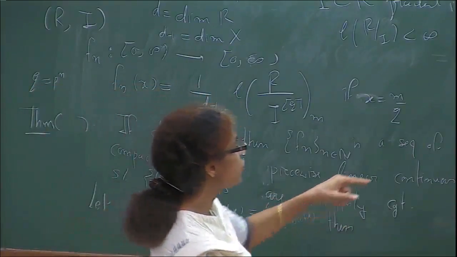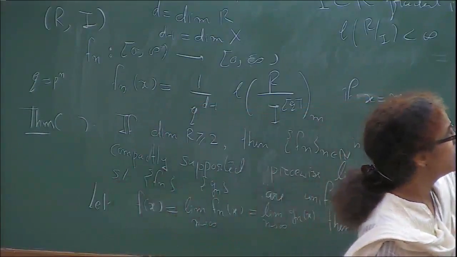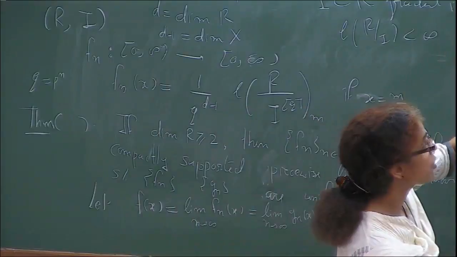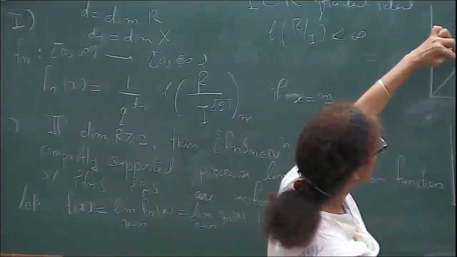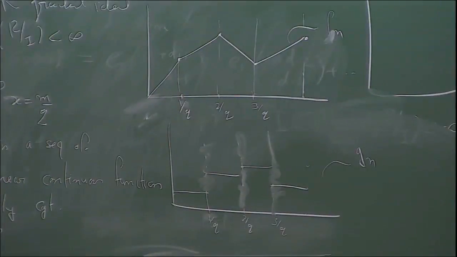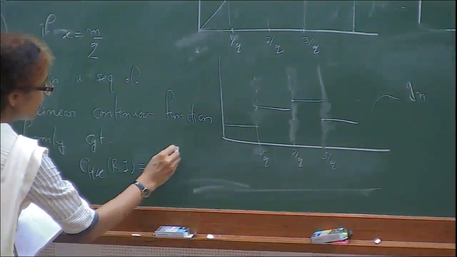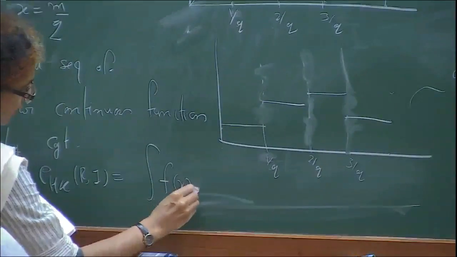So given each q, you have defined a function Fn. Earlier you defined a number which was a length, now you define a function. And for each x, you look at the limit. That limit exists, that's the assertion here. And call that function f(x). Then e_HK of this pair (R, I) is the integral of this function.